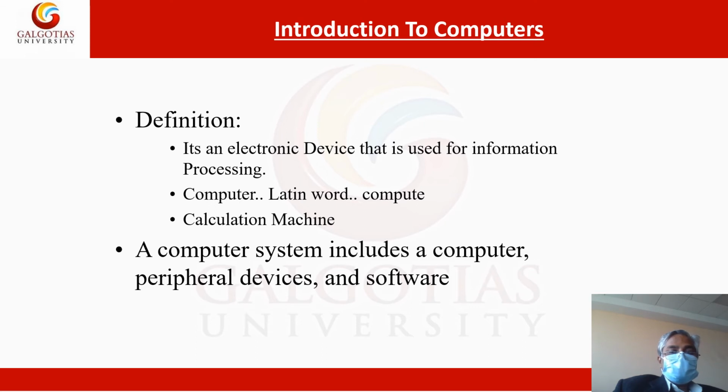Now let us come to the course topic. First, about computers. What is a computer? You can say that it is an electronic device that is used for information processing. Computer is a Latin word, which means compute, or a calculation machine. But a computer system also includes, apart from the computer, some peripheral devices and software. So all this combined is known as a computer system.